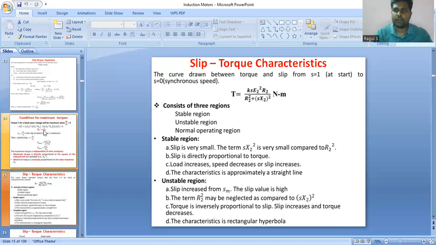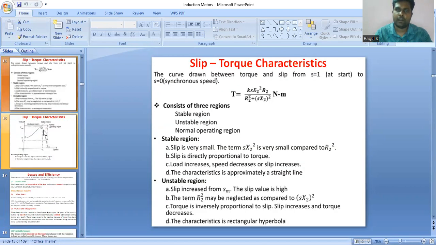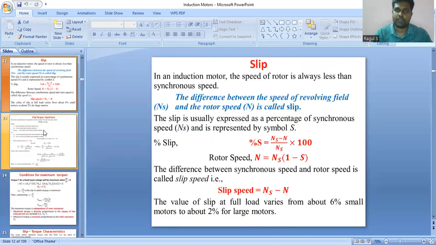Then we will discuss the characteristics of the slip and torque relationship in an induction motor. Finally, we're going to discuss the losses and the efficiency of the induction motor. Those are the topics. Now, first, what is meant by slip?